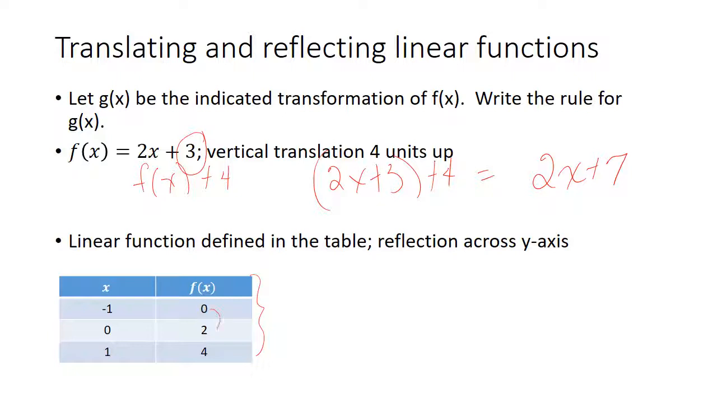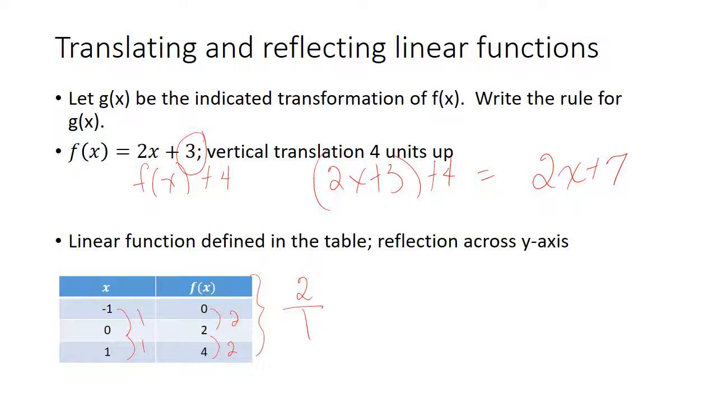When we go from 0 to 2, that's a change of 2. From 2 to 4 is a change of 2. So our change in y is 2. Our change in x, we go from negative 1 to 0, which is a 1, and from 0 to 1 is a 1. So our slope is 2.